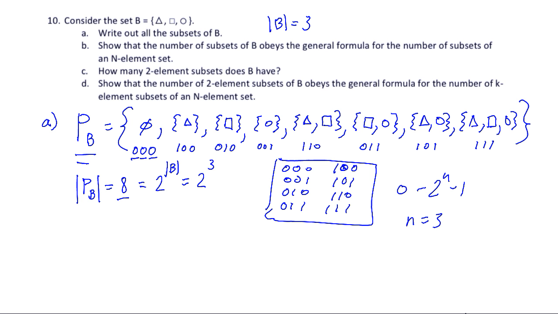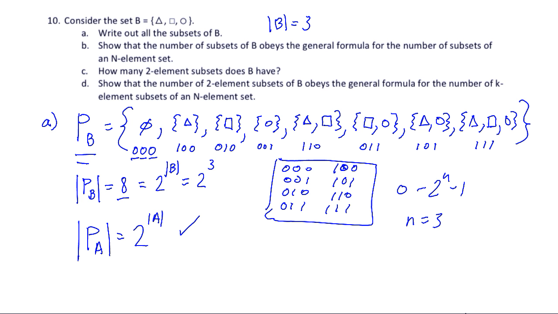Show that the number of subsets of B obeys the general formula for the number of subsets of an n-element set. Well, in general, the size of the power set of a set A is equal to 2 to the size of A, and that works out. So I think I've already sort of done part B there. In any case, the general formula is 2 raised to the size of the set, so that works here. Okay, let's move on to part C and D.